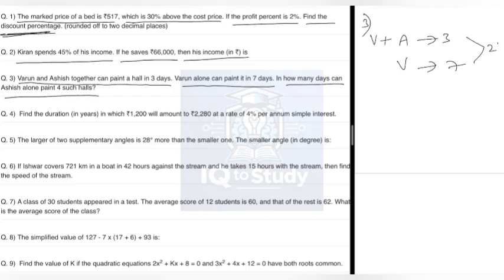The LCM of 3 and 7 is 21. So the efficiency becomes 7 here and 3 here. From this, Ashish 1 day work is equal to 7 minus 3, which is equal to 4.